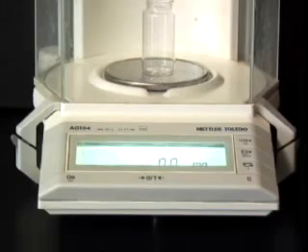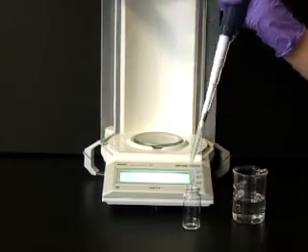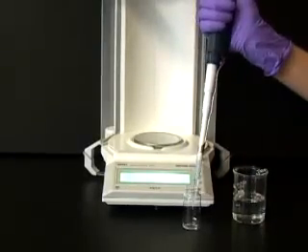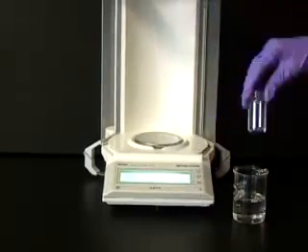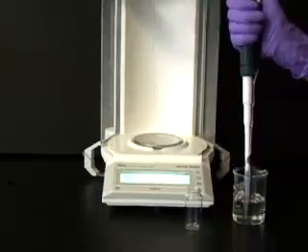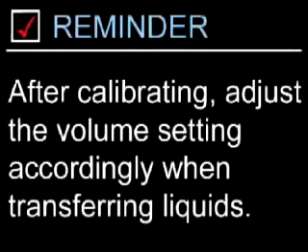Tare a small container on an analytical balance and set the pipetman at a volume near the top of its range. Transfer the set volume of liquid to the tared container on the balance and note the mass of the liquid. Repeat this step 5 more times and determine the mean weight and standard deviation from your measurements. Repeat the entire process with the pipette set at a volume near the bottom of its range. If these values deviate from what you expect, adjust the pipette accordingly when you transfer liquid.